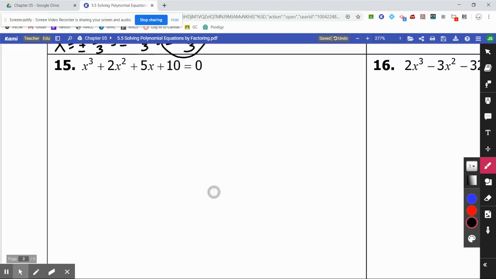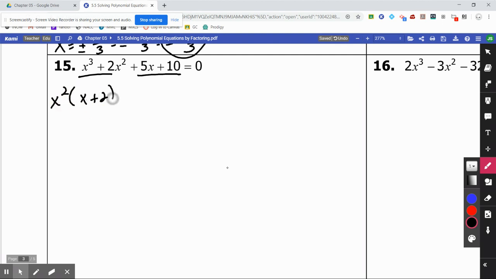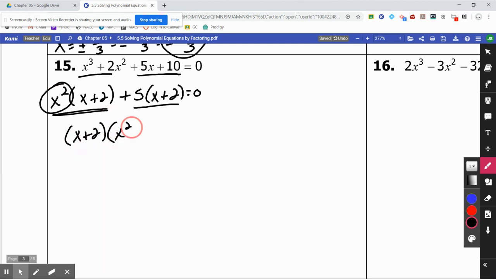Number 15. Everything's moved to the same side. There's 4 terms. Anytime you have 4 terms, you try to factor by grouping. The first group, common factor is an x squared. Factor it out, you're left with an x and a plus 2. Second group, the common factor is a 5. Factor it out, you're left with an x and a plus 2. The two groups have an x plus 2 in common. Factor it out, and you're left with an x squared here, and you're left with a plus 5 here.